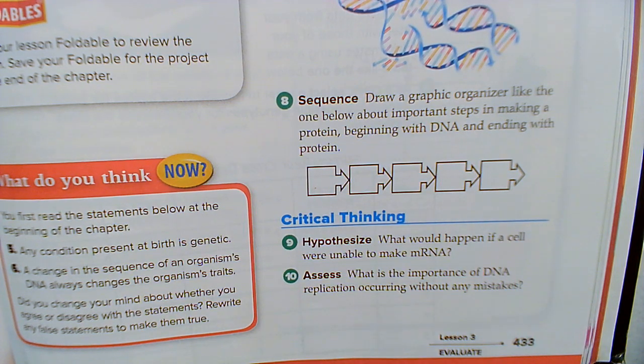All right. Number 9, hypothesize what would happen if a cell were unable to make messenger RNA. Well, if it wasn't able to make messenger RNA, no proteins could be made and the cell would die. Number 10, what is the importance of DNA replication occurring without any mistakes? Why is it important for it to occur? Well, the error-free DNA replication ensures that each new cell carries the identical genetic information as the cell that it came from.